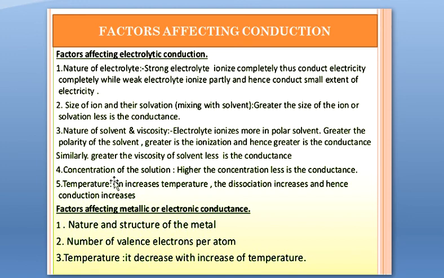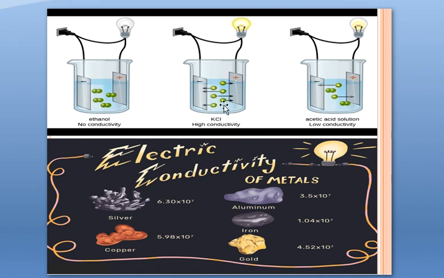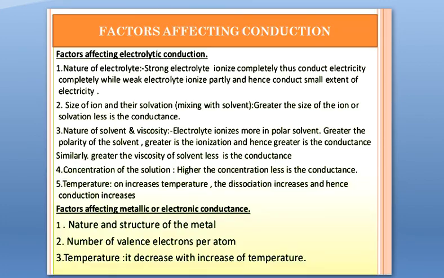Fourth, concentration of solution. Higher the concentration, less is the conductance. The reason is very important, again this point. The reason is that when there is more concentration, what happens? A large number of ions is produced in the solution phase, because of which there are interionic interactions. When interionic attractions increase, movement will be restricted. So the higher the concentration, the higher the number of ions, the more interionic attractions there will be. Movement of ions which would lead to conductance is restricted. Thus, higher the concentration, less is the conductance.